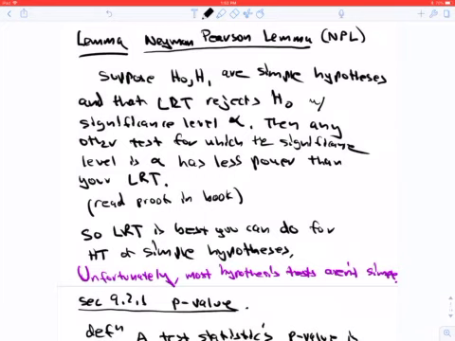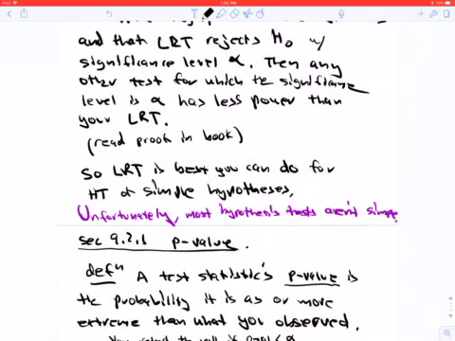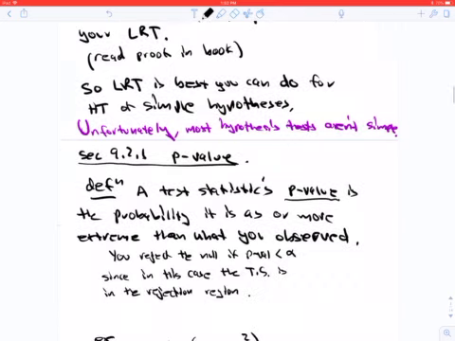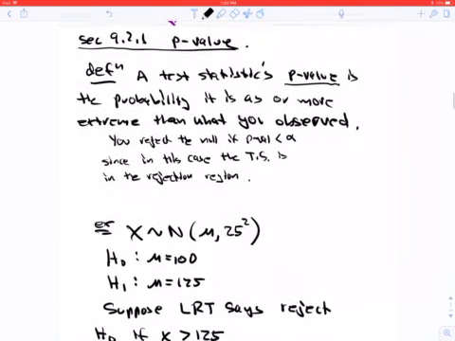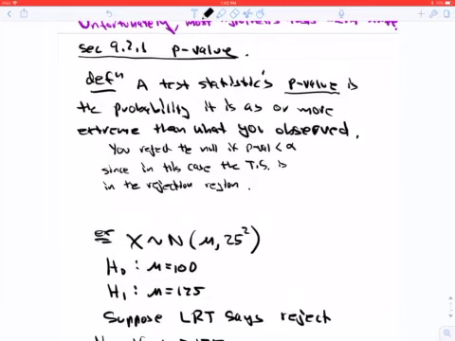The Neyman-Pearson lemma basically says that as far as simple hypotheses go, you can't do any better than a likelihood ratio test. So the unfortunate thing is most hypotheses aren't simple, so we don't actually use it that much, but it's important to understand as a sort of stepping stone to more complicated cases.